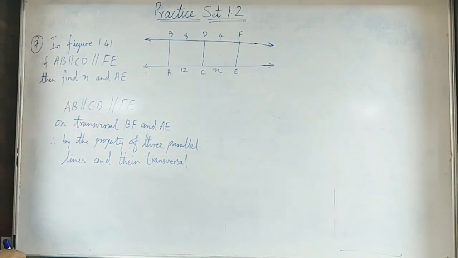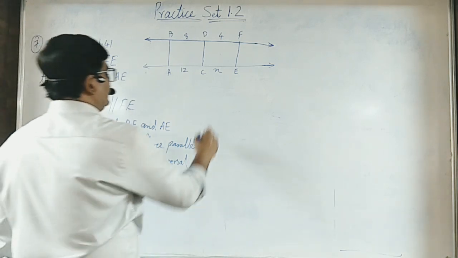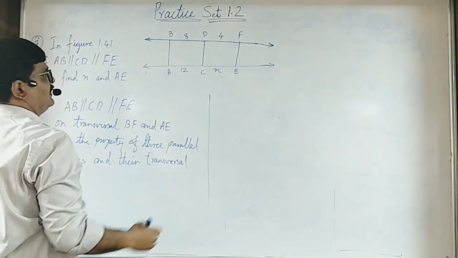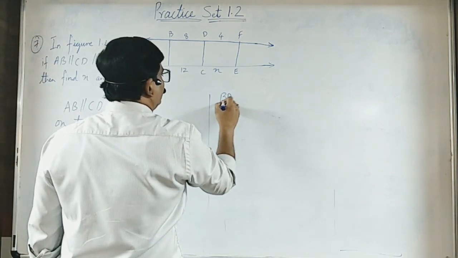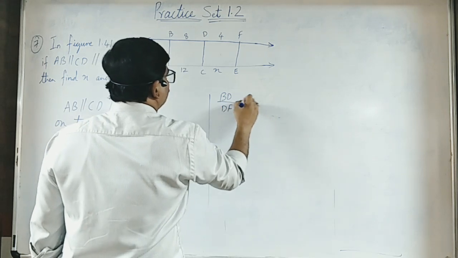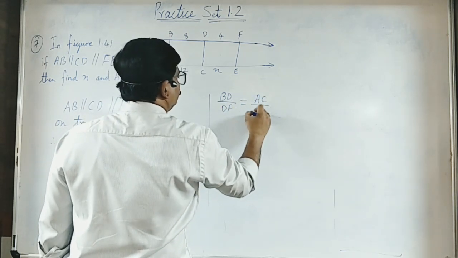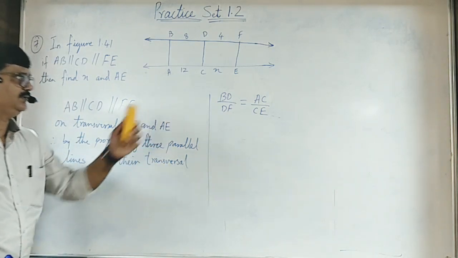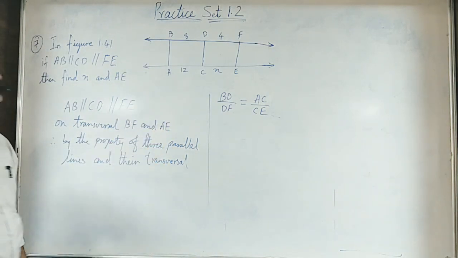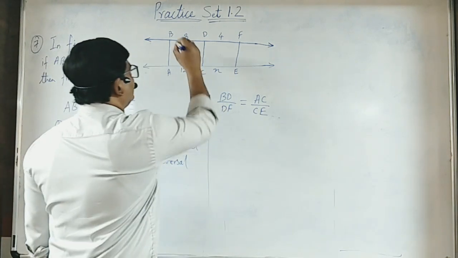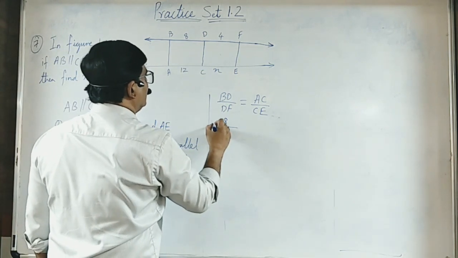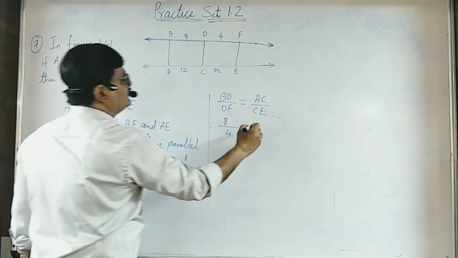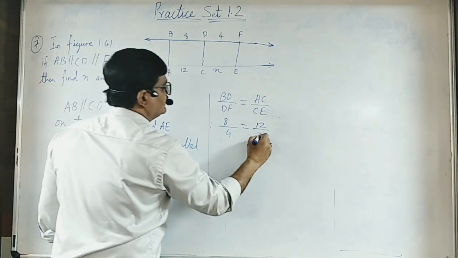So according to this, how should I do? I will be applying that ratio: BD upon DF is equal to AC upon CE. So by the property of three parallel lines and the transversal, BD upon DF is equal to AC upon CE. BD's value we have 8, and DF's value is 4, equals AC's value, which is 12. What is CE's value? X.